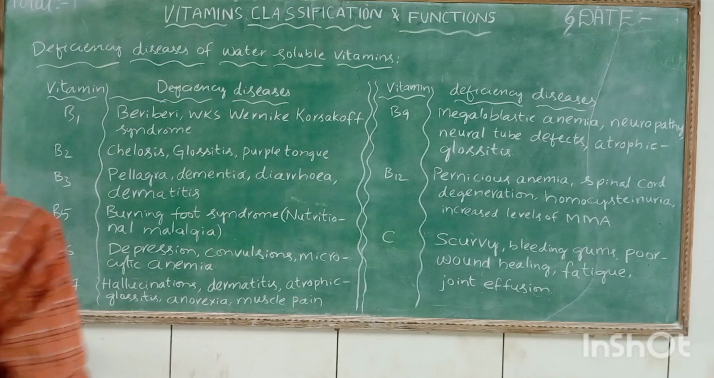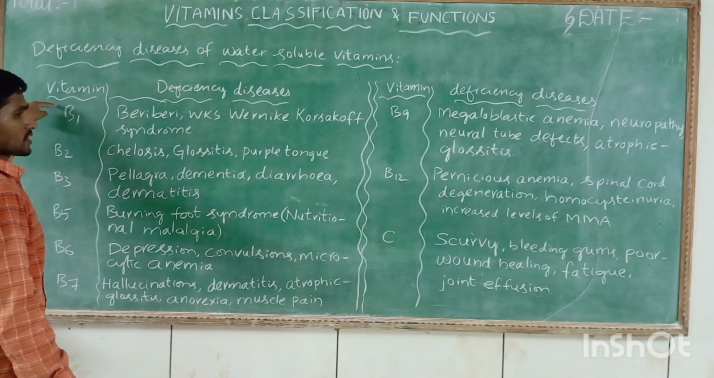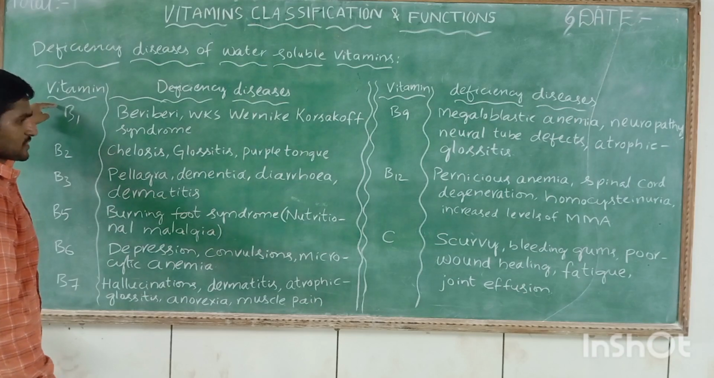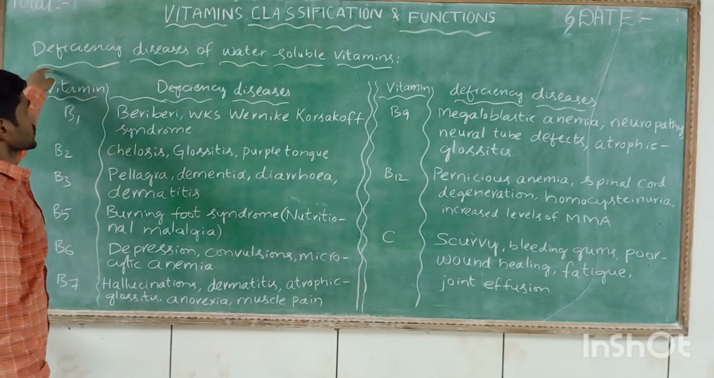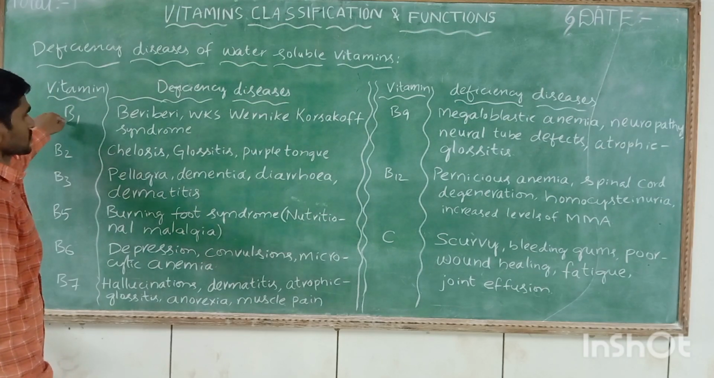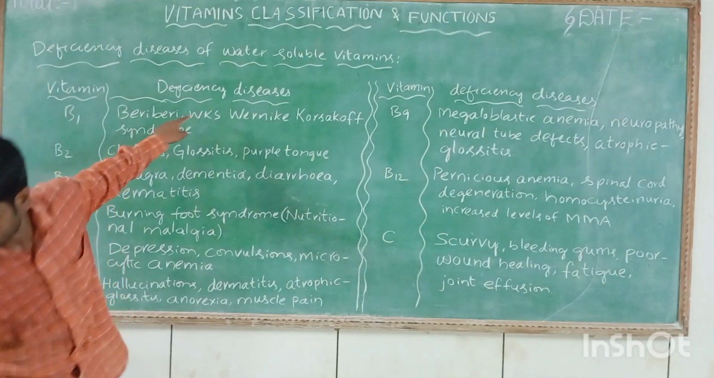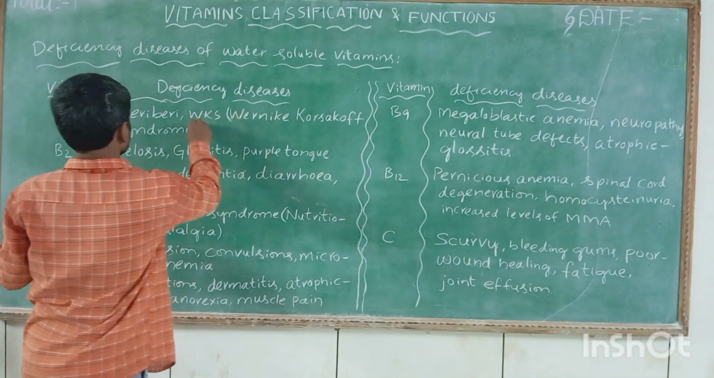Deficiency diseases of water soluble vitamins. So you know about the water soluble vitamins, B complex and vitamin C. Now we are going to discuss the deficiency diseases of water soluble vitamins, like vitamin B1. The deficiency disease is beriberi and WKS, Wernicke-Korsakoff syndrome.